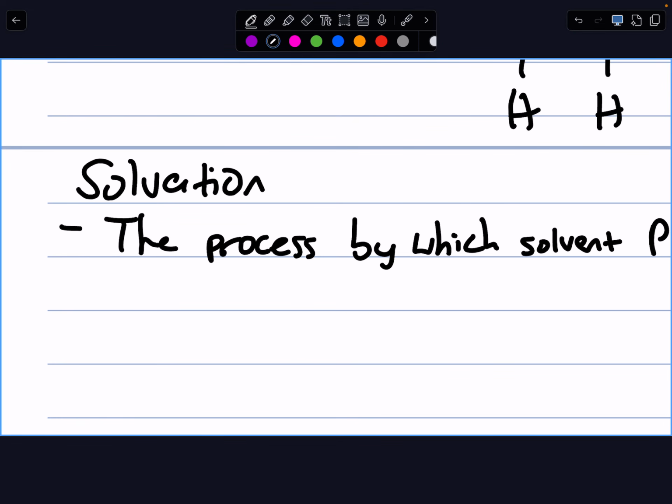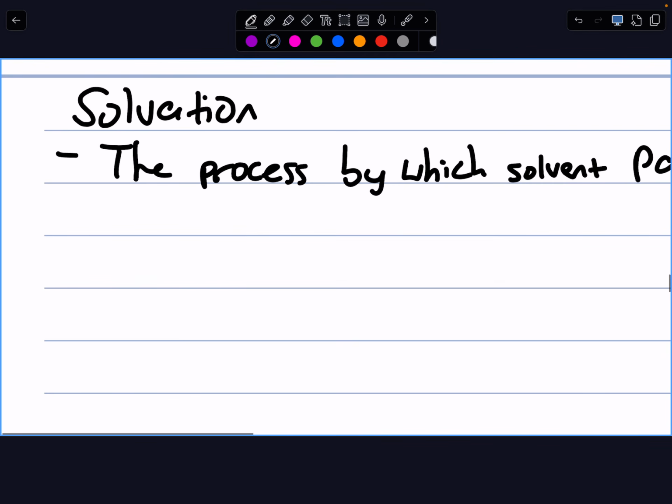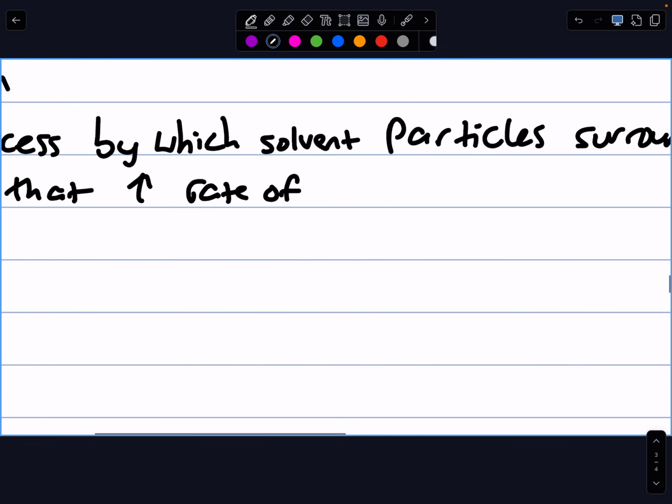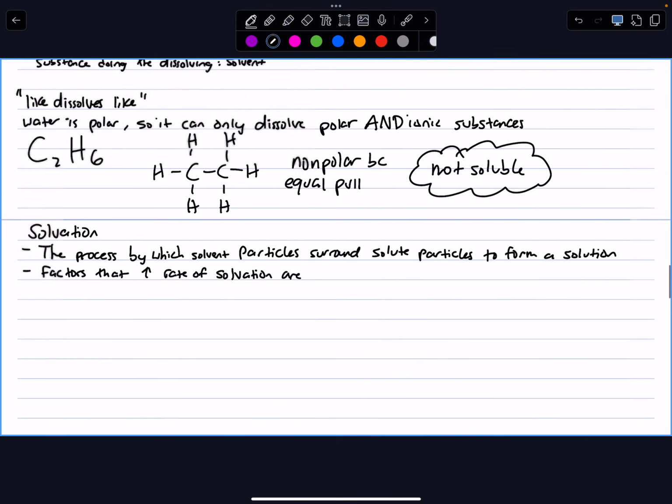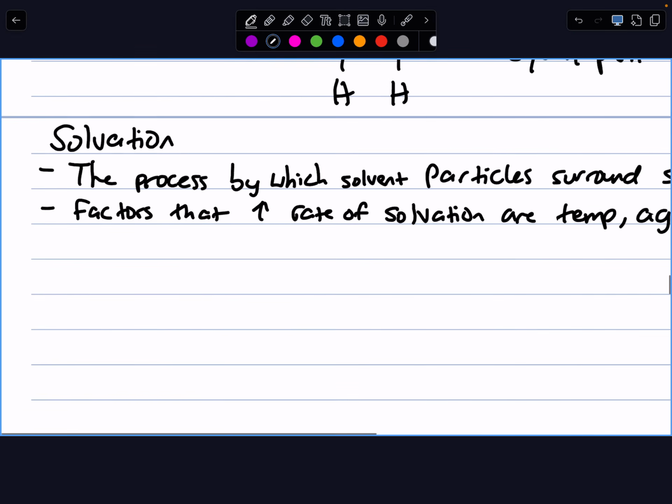What are the 3 factors that increase the rate of solvation? Agitation, temperature, and surface area. Increase rate of solvation. Temperature. Agitation and surface area. Good. Okay, what is a saturated solution? It means that it's too much of the solid. Yes, it's because it's too much solid. Exactly.